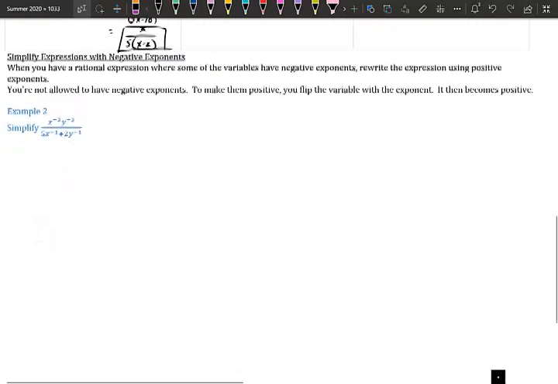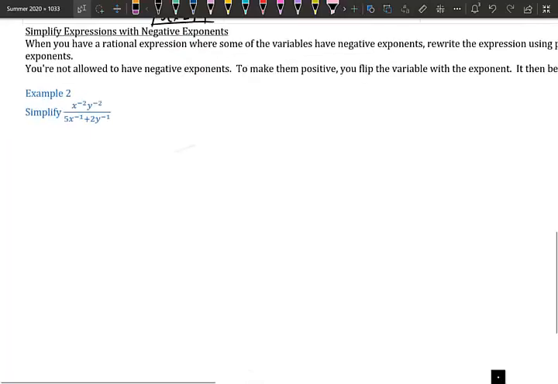All right. Simplifying with negative exponents. Negative exponents are not allowed. When you have a rational expression where some of the variables have negative exponents, you write the expression using positive exponents. To make them positive, you flip the variable with the exponent, and then it becomes positive. So what does that all mean?